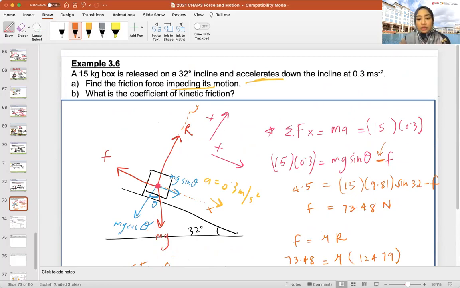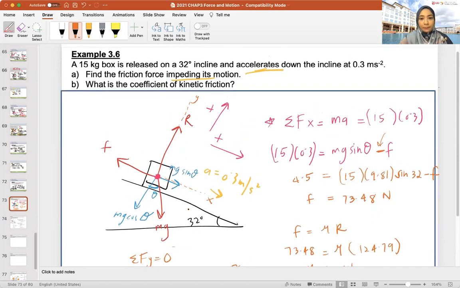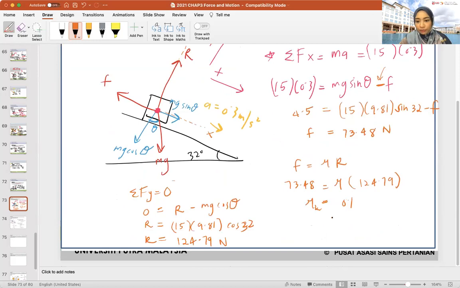Lepas tu, okay, so let's do a recap on what we have done so far. This problem asks us to find what is the friction impeding its motion. This box is sliding down the incline, right? This box is sliding down the incline and it is accelerating at 0.3. Oh, sorry, saya salah kira, 0.59. Feli said it's 0.59. Sorry. 73.48 divided by 124.79. Oh yeah, betul. Saya salah tekan. Kan dia cakap 0.59.